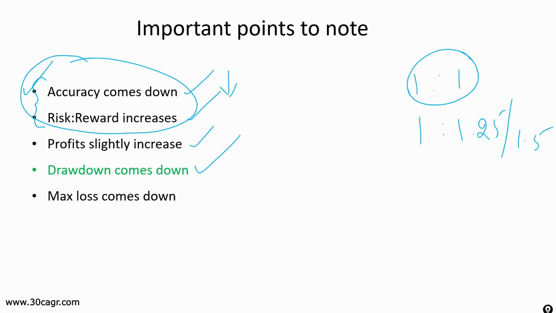Earlier, if the drawdown was around 15%, now it comes down to around 10%. So a reduction of 5% drawdown is huge for any trading system. That is the reason why we are implementing trailing stop loss. And then the next is max loss also comes down. This is also very important.